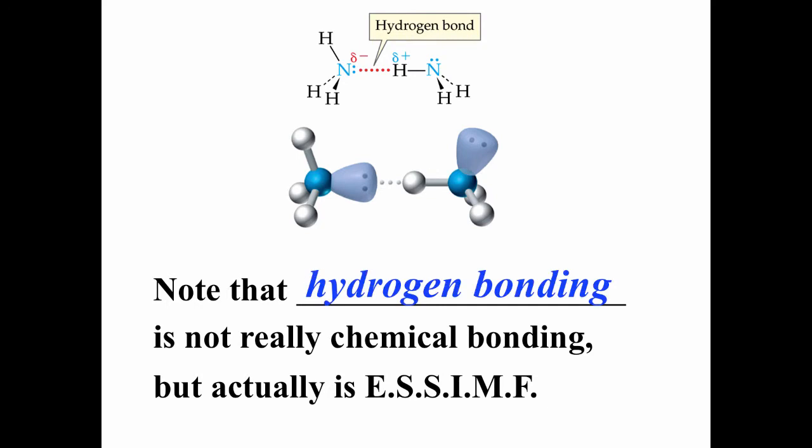Note that hydrogen bonding, even though we use the term hydrogen bonding, it's not actually a chemical bond. It's actually an extra specially strong intermolecular force, or ESSIMF. No, nobody ever really uses that as an abbreviation. And extra specially strong intermolecular force is a particularly cumbersome thing to say. So we use the term hydrogen bonding. Chemists use it, biologists use it all the time. But you should keep in the back of your mind it's not a true bond. It's just a really strong intermolecular force.